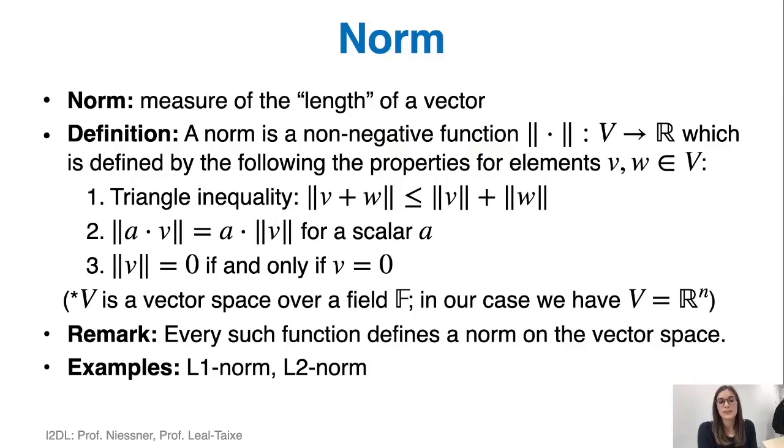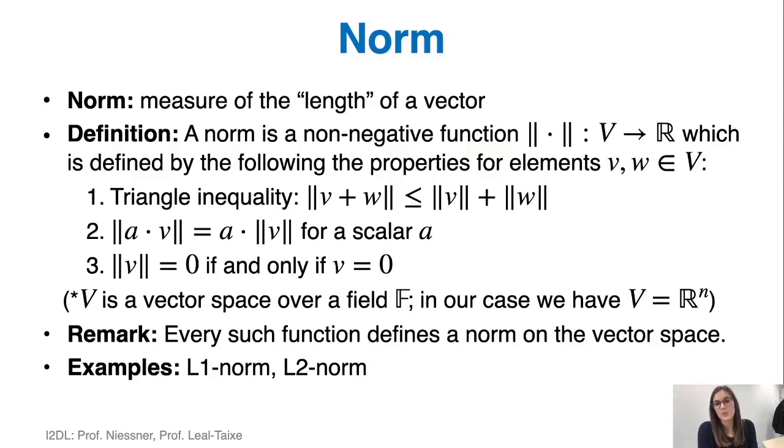And the third property is now that the norm of a vector equals 0 if and only if this vector is equal to 0. So it is the zero vector. So this is also a property for our norm, so we are not allowed to assign the value of 0 to a vector which is non-zero. Yeah, and I just included some of the definition information. V here is a vector space over a field F. In our case, we just define V as R to the power of n, and then it's a vector space over the field of the real numbers.